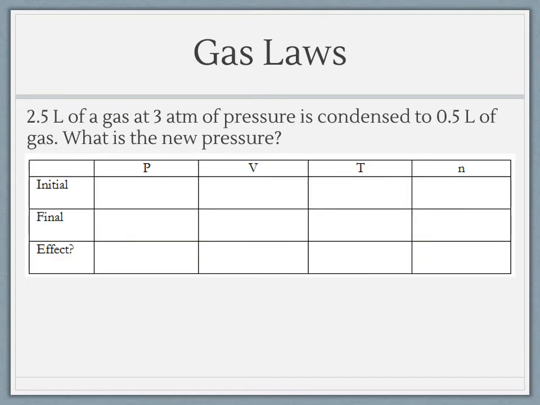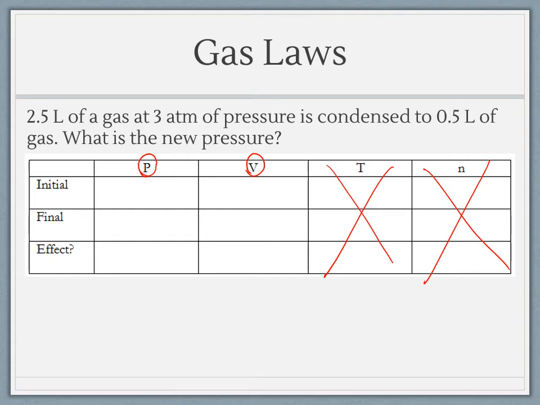We have 2.5 liters of a gas at 3 atmospheres of pressure. It is condensed, that means its volume's lowered, to 0.5 liters of gas. What is the new pressure? If you notice, there's nothing about changing temperature, so we can ignore that. And there's nothing about changing the amount, so we're going to ignore that. So our only 2 variables that are changing here are pressure and volume.